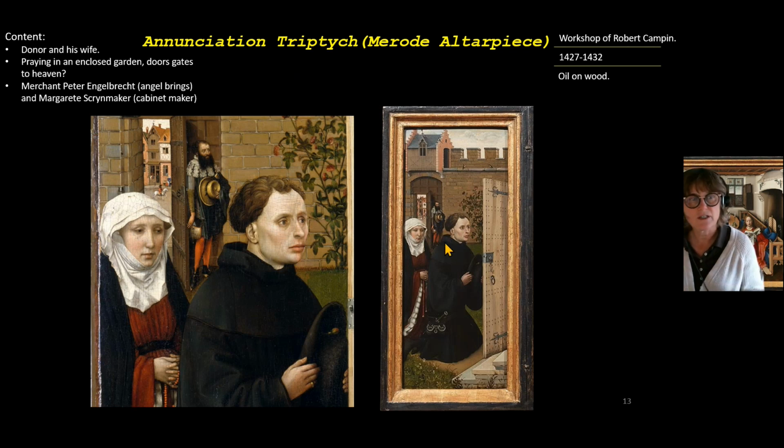The purchaser here, he is named Engelbrecht, which translates as angel brings. That could explain why he was interested in this piece that has Angel Gabriel bringing the news to Mary. His wife was Schrynmakers, which means cabinet maker, and that could be explained by the right-hand panel where Joseph is a cabinet maker at work.